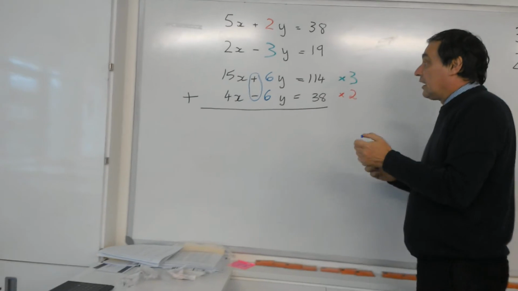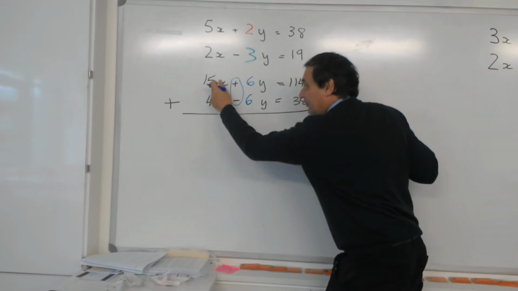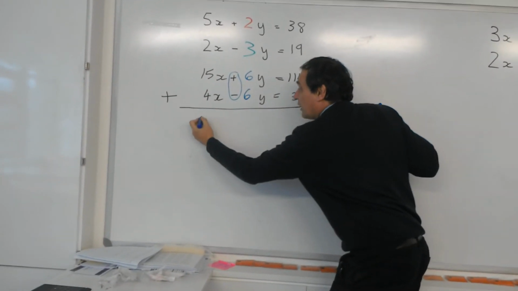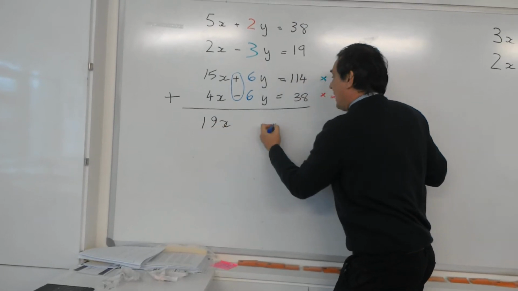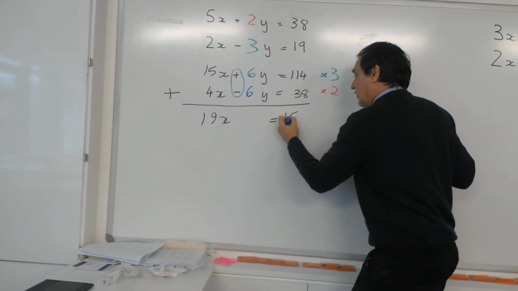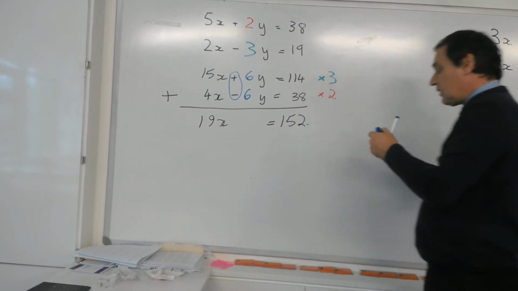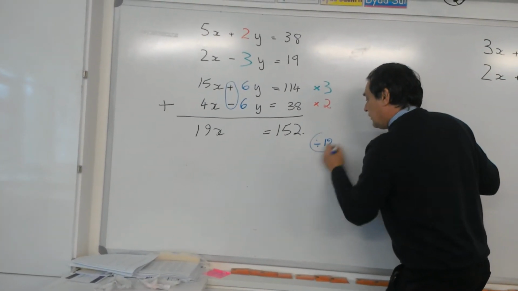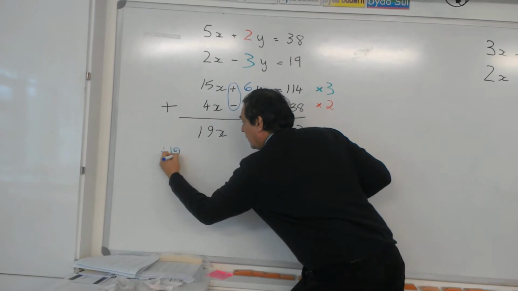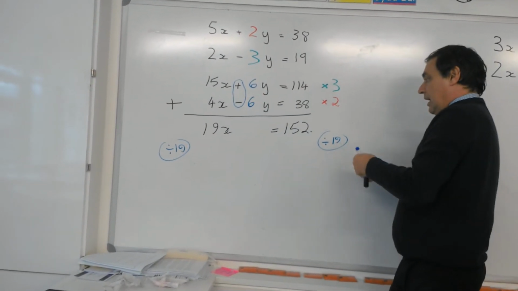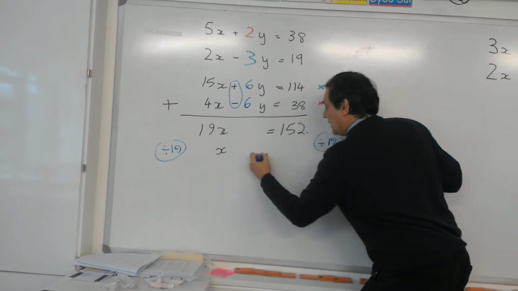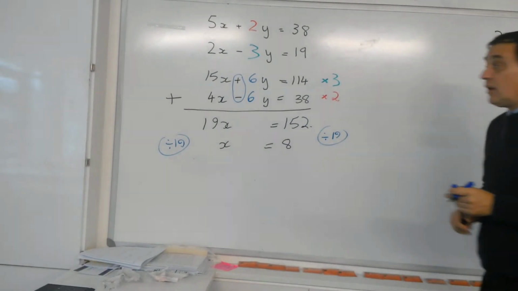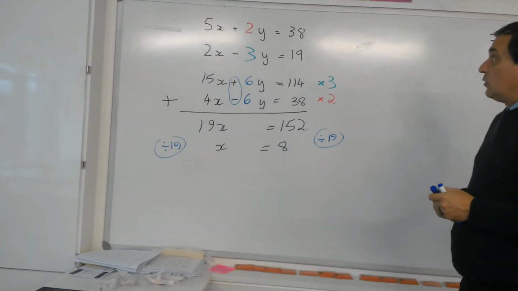So adding the 15 and the 4 together gives you 19x, and that's then equal to 152. Then we've got equations again. If we divide by 19 on both sides, that would then give us x equals 8. So we've solved one half of the equations, x is equal to 8.